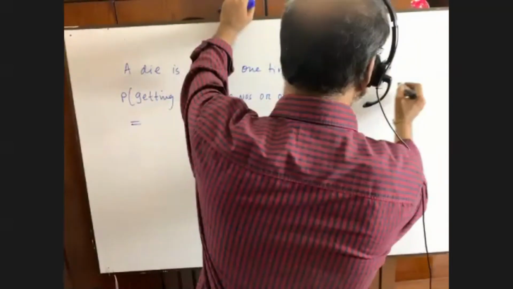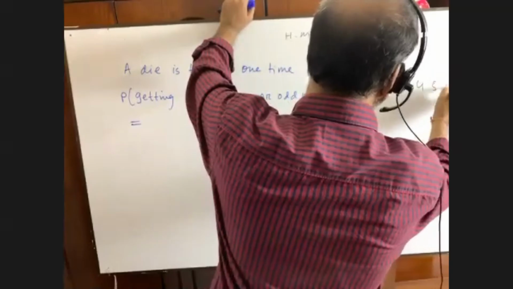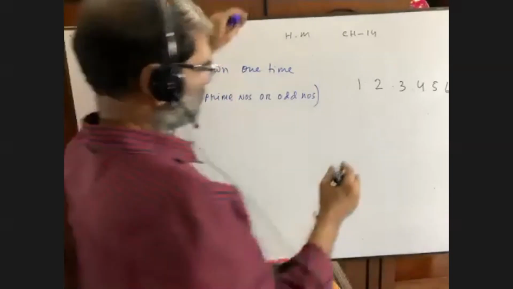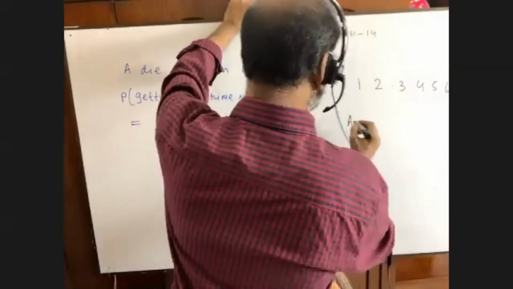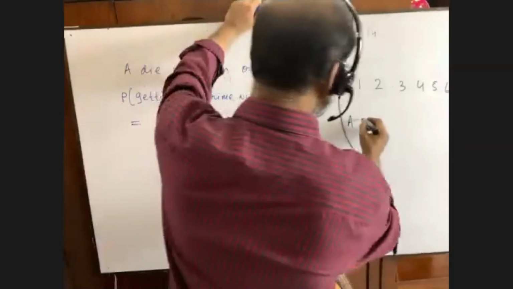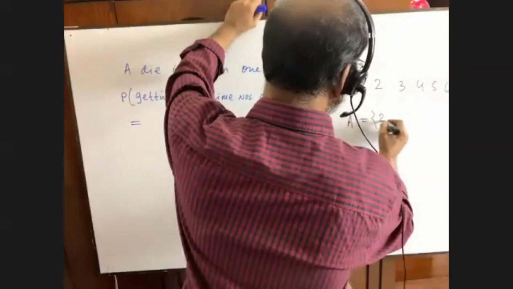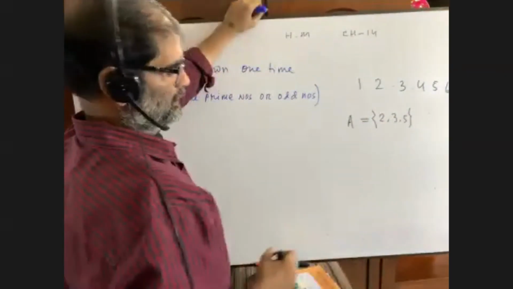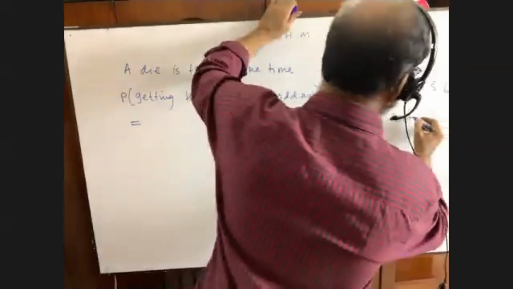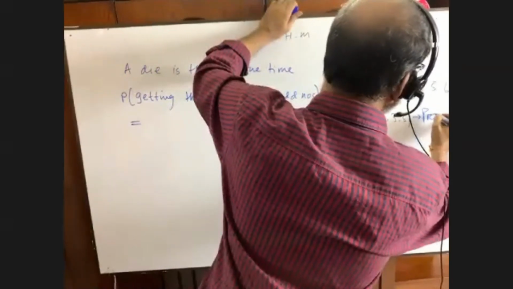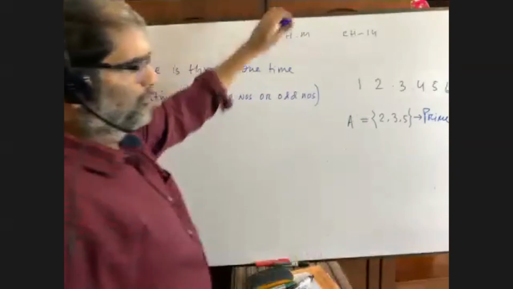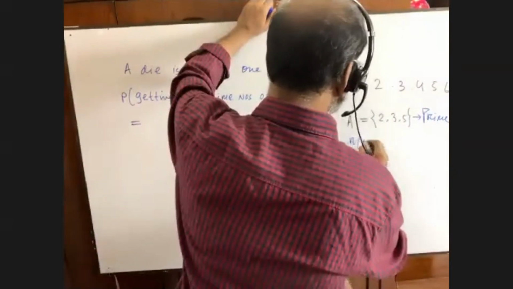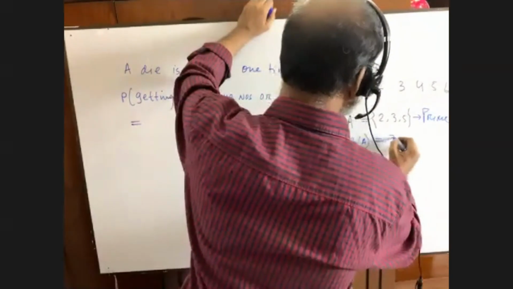1, 2, 3, 4, 5, 6. Let me know the prime numbers. Suppose prime numbers are A. Then what is the answer? 2, 3, 5. It is the prime numbers. I am writing here prime. This is the set of prime numbers. Okay. Now what is n of A? 3, sir. n of A is 3.